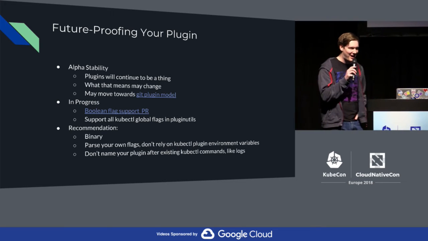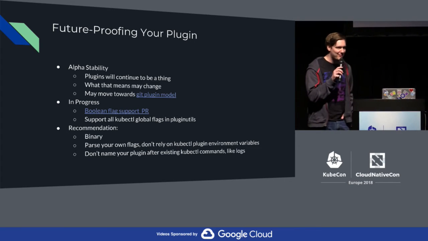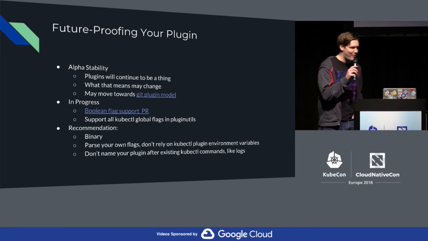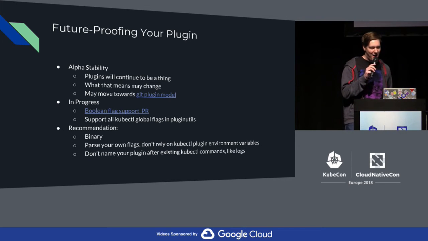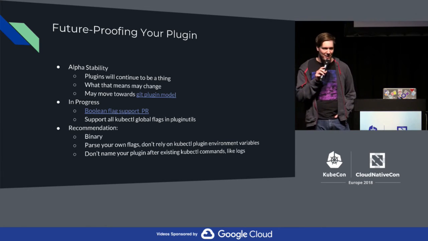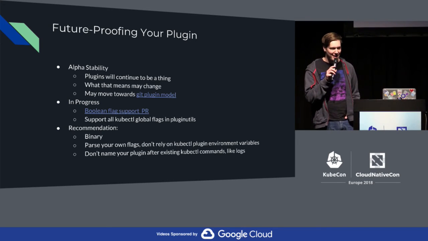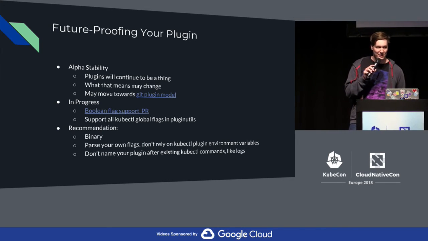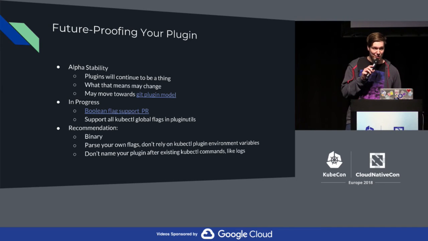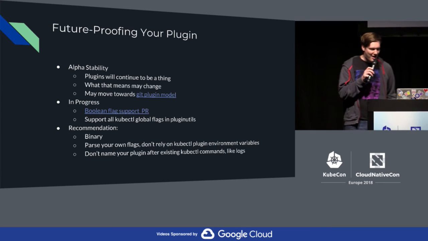However, plugins as a concept are here to stay. So the SIG CLI, generally speaking, they're pretty sure they want plugins to be a thing. What that means may change. The current proposal is to move towards the Git plugin model, where if you call kubectl with a command name that it doesn't recognize, it looks through your path for some binary named kubectl-command name, and if it finds it, it calls it.